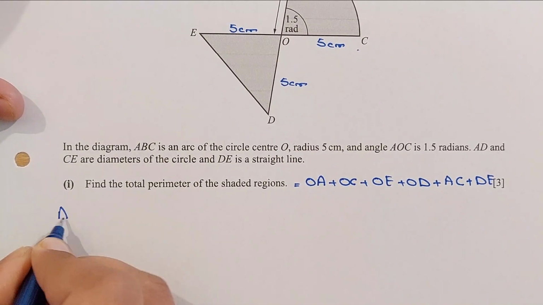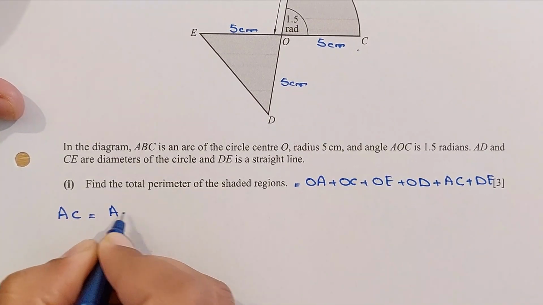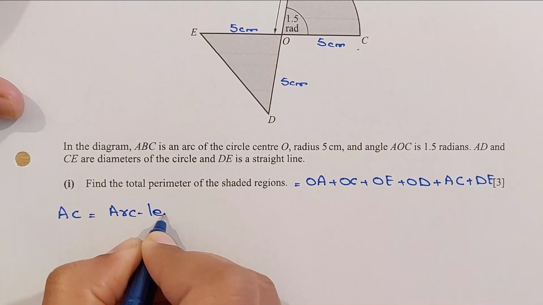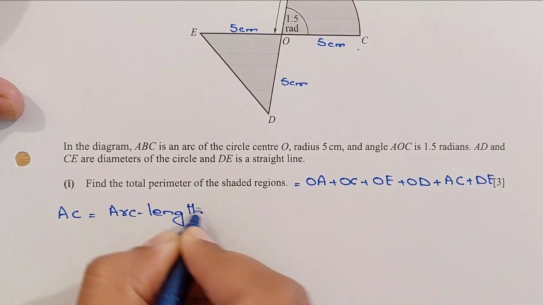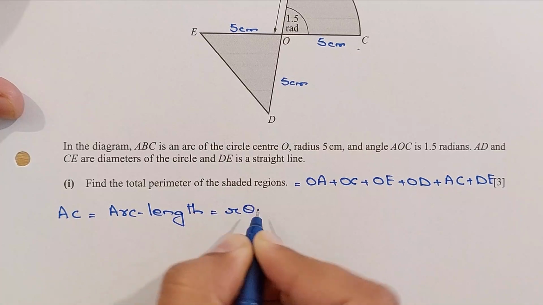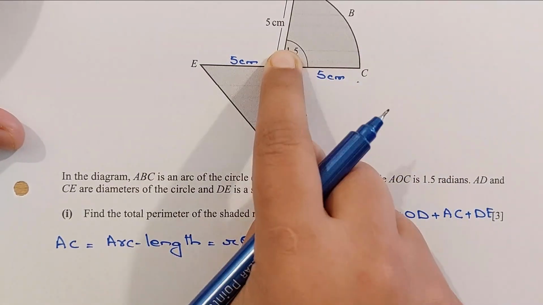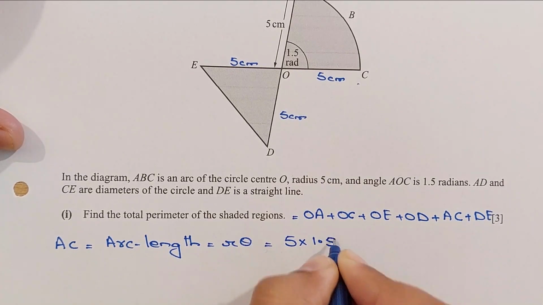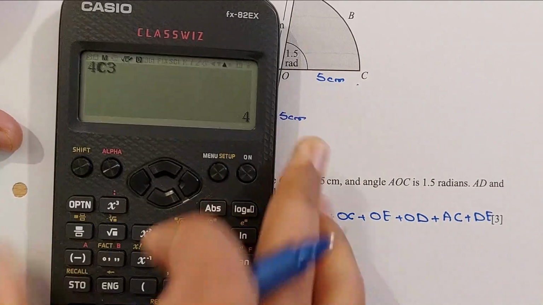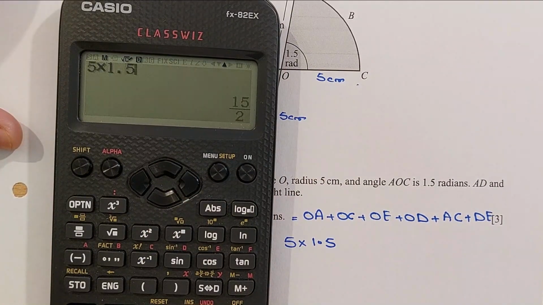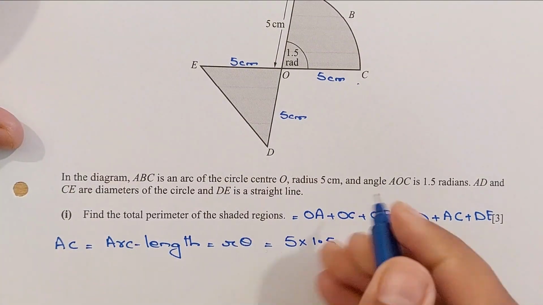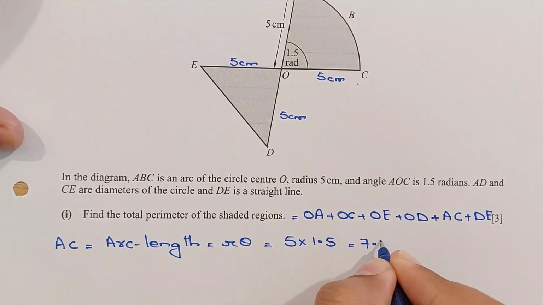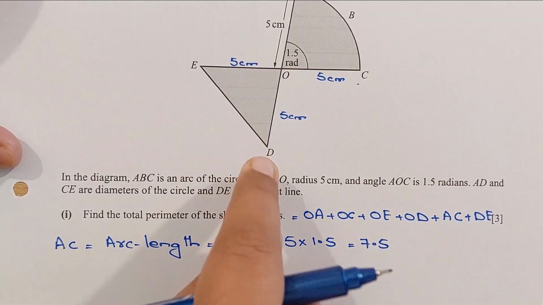So AC is the arc length of a sector of a circle, and this is radius times theta. The radius of the circle is 5 and theta is 1.5. So 5 times 1.5 radians, which is 7.5. Now let me work on DE.